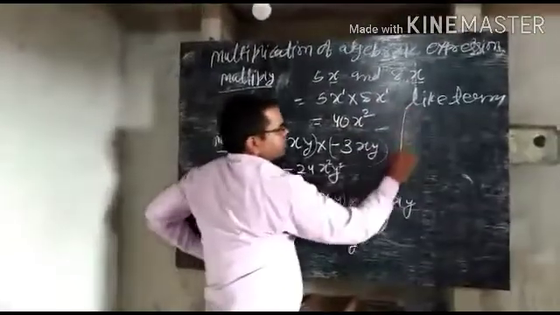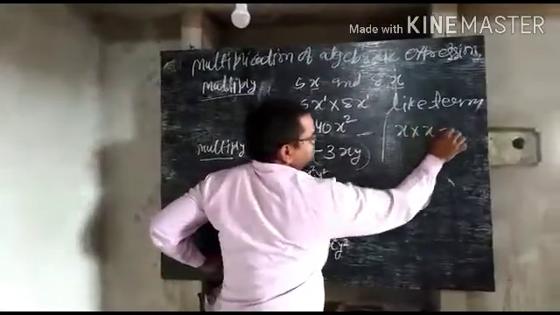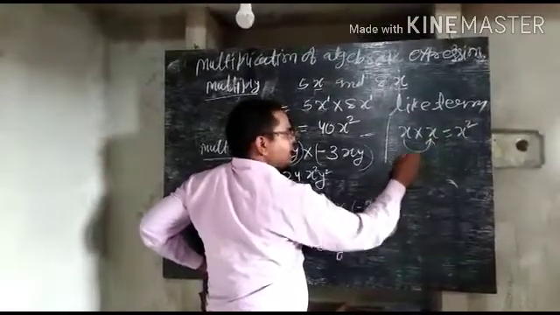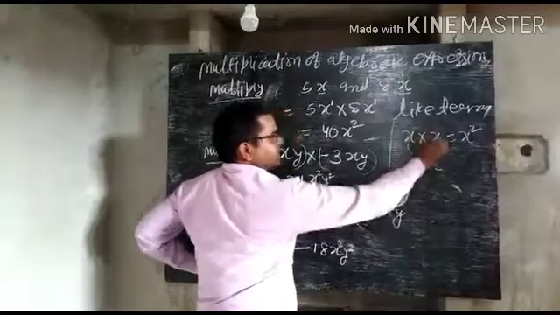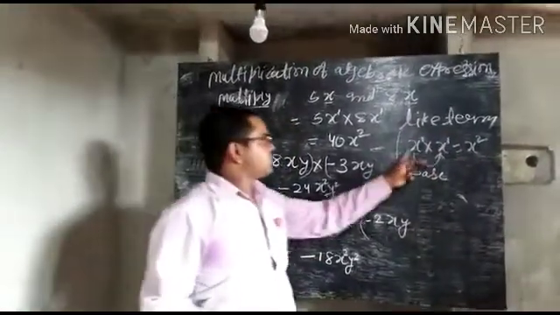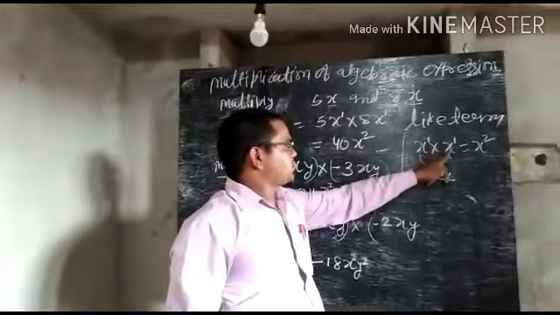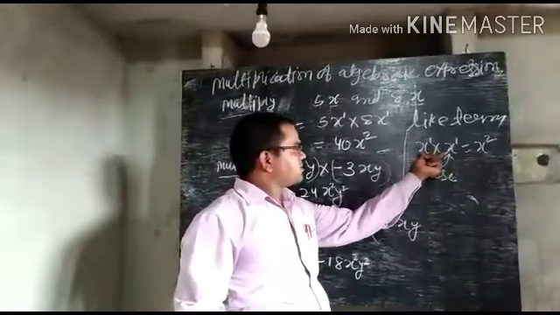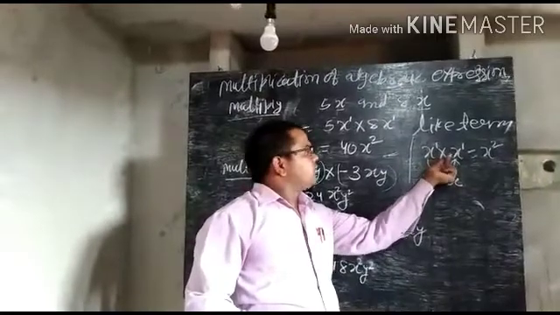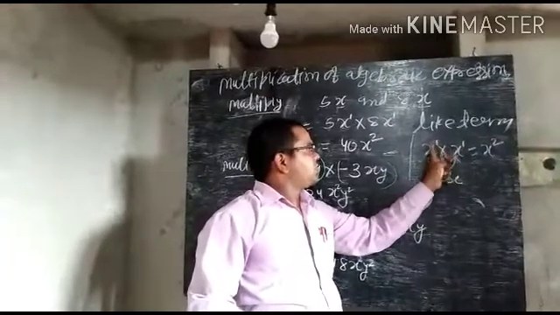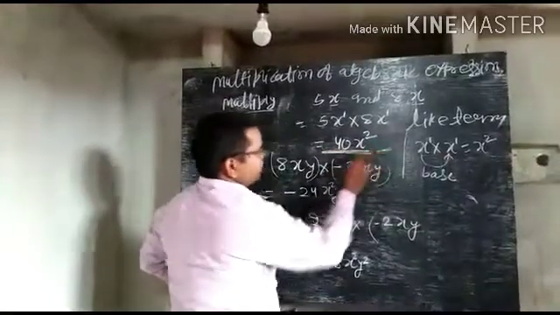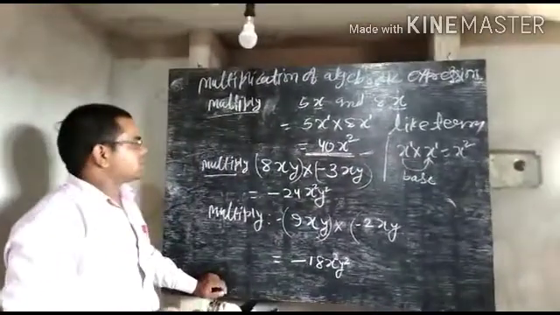We know that x into x is equal to x square, where x and x are the base. x is the base and the power is 1. And we know from previous classes, x to the power 1 into x to the power 1, that is like terms with the same base. So related with multiplication signs, we add the powers. So we get 40x square.